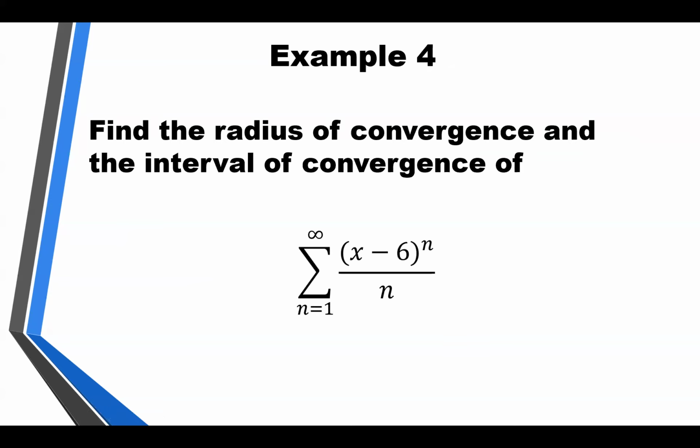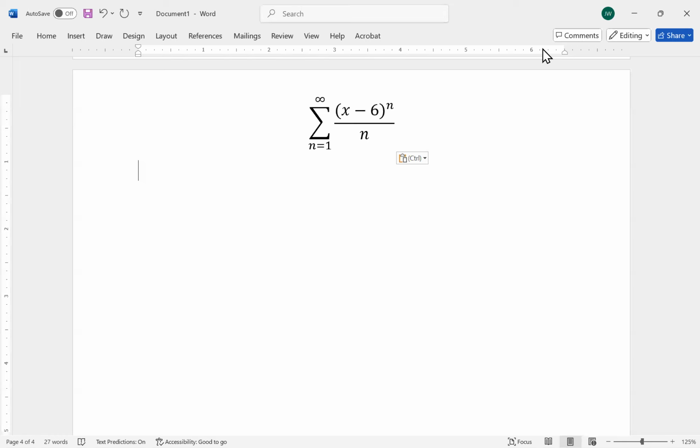Let's take a look at example 4. We want to find the radius of convergence and the interval of convergence of this power series. In this case, x minus 6 raised to the nth power, that's exponential. By the way, notice our sum started at n equals 1 because you don't want to divide by 0 in this case. But x minus 6 to the nth power is the fastest growth around.